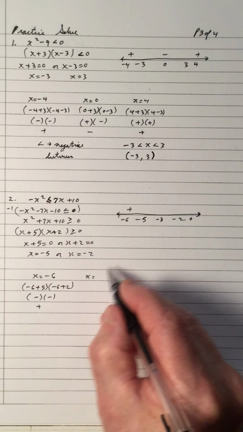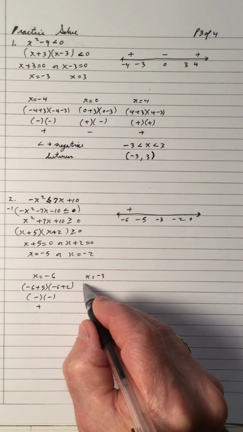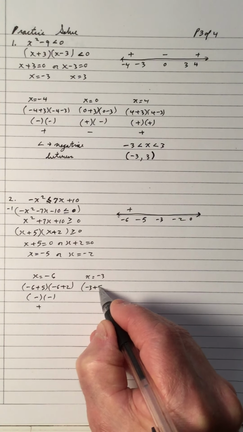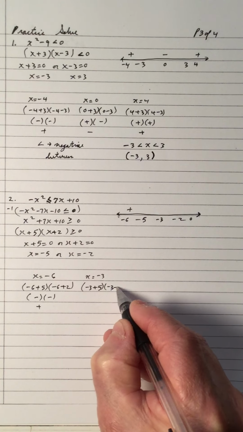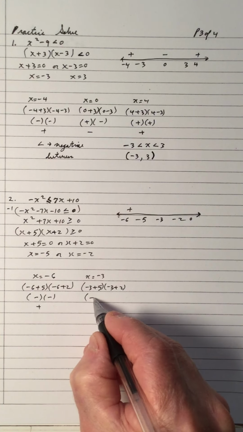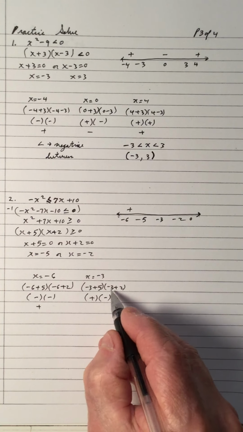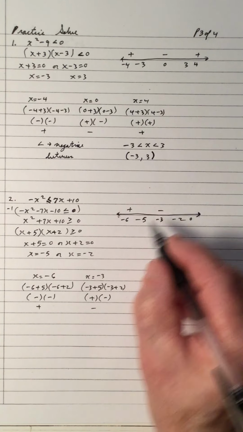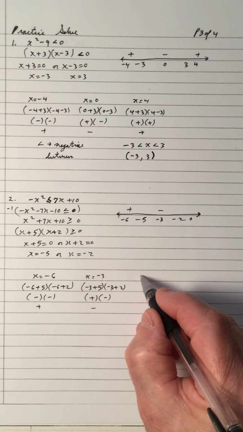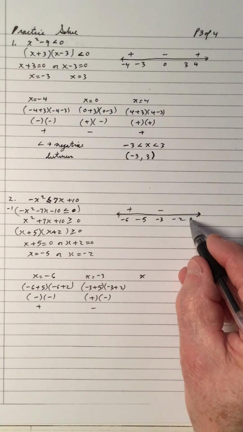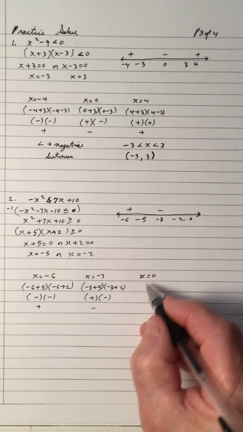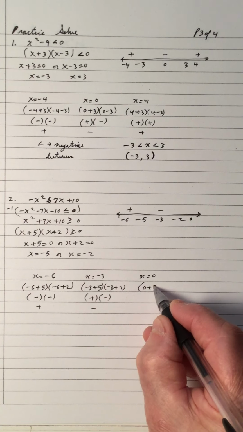And we have x. We got a negative 3 plus 5, and a negative 3 plus 2. That's a positive, and that's a negative. The product is negative. Notice, I'll explain in a minute. We have 0 on the right, so we put a 0 in.